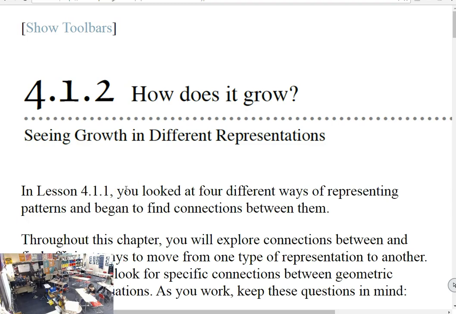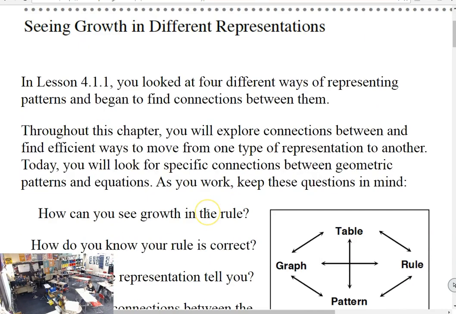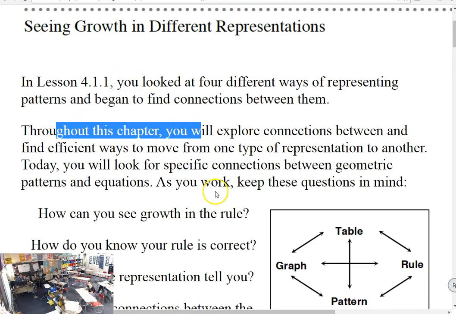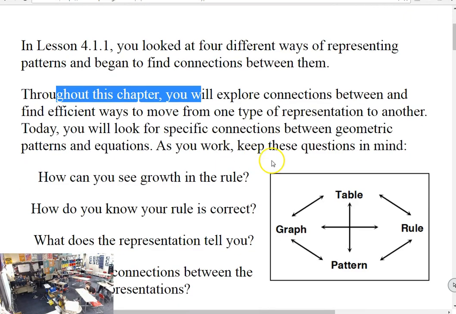Right, we could not recognize consistent growth or consistent decay, like when we lose things. So it wasn't consistent. We had to change our thinking. So in lesson 4.1.1, well, we skipped that, so forget that. Throughout this chapter, you will explore connections between and find efficient ways to move from one type of representation to another. Like we're used to doing fraction, decimal, percent, or table to a graph to an equation. We're going to change how we represent it.